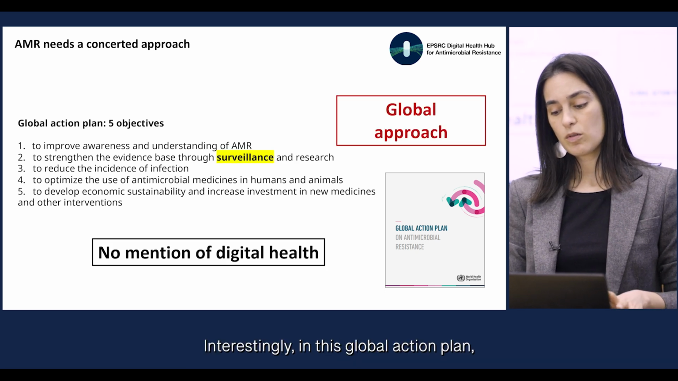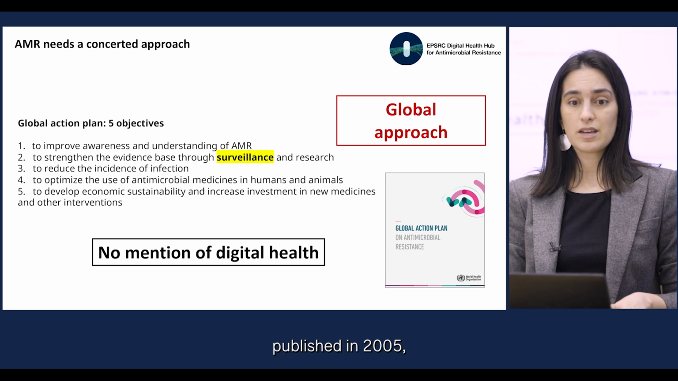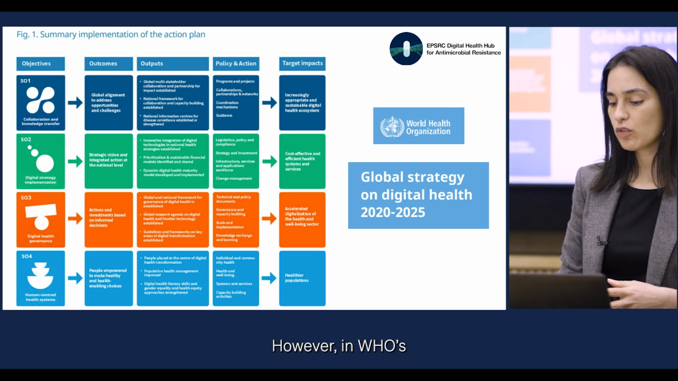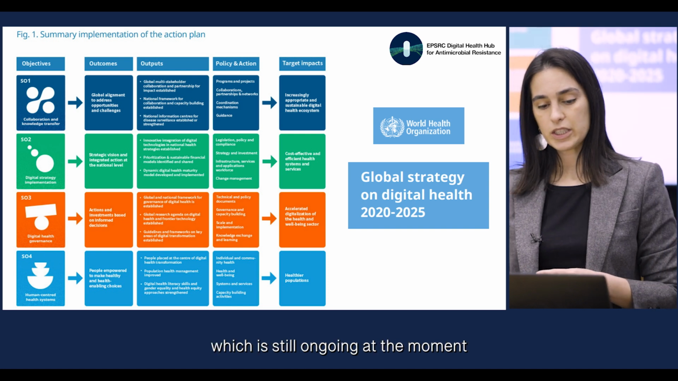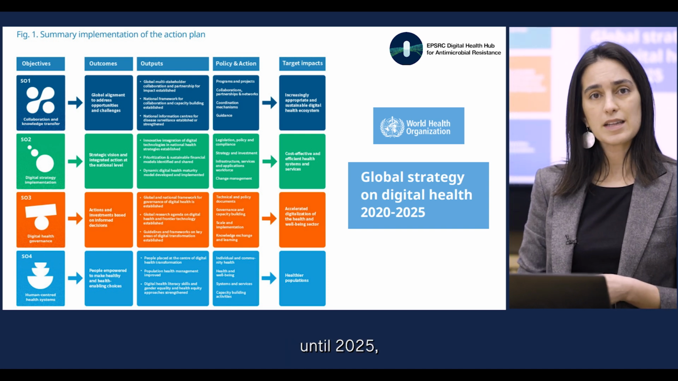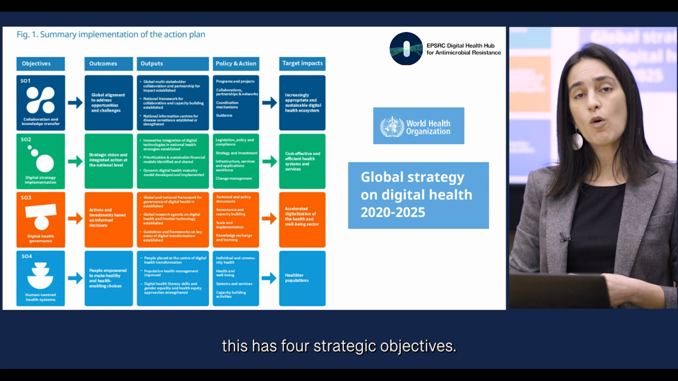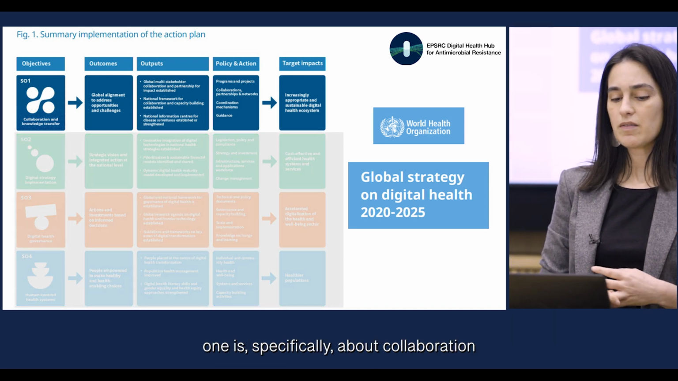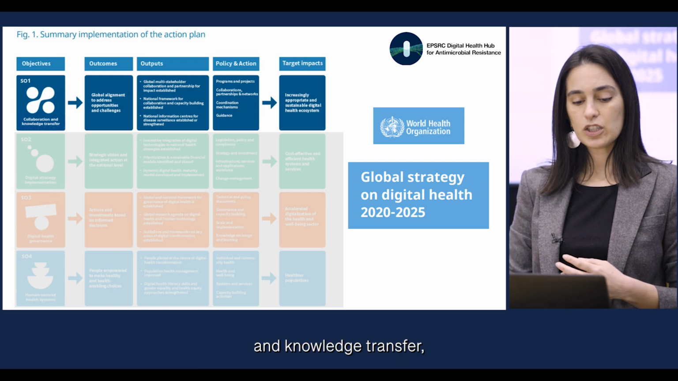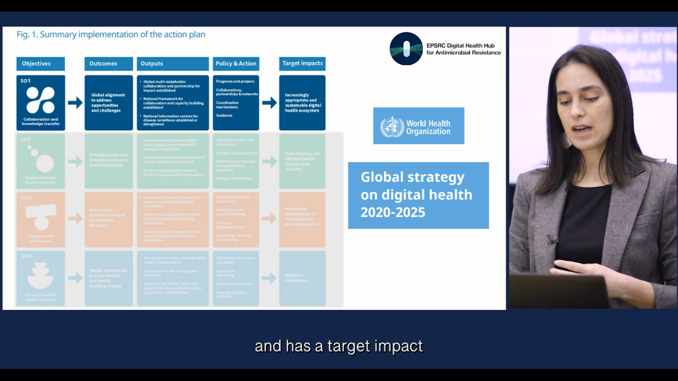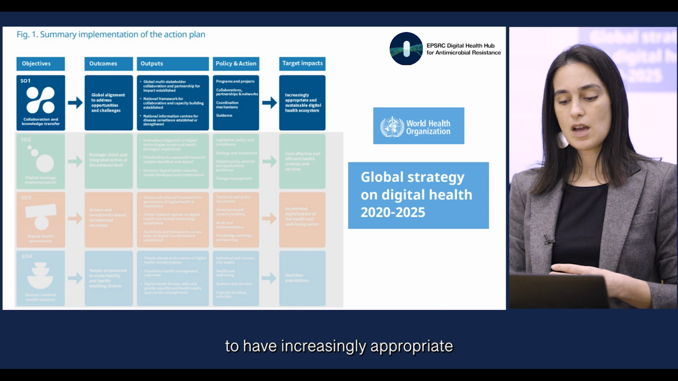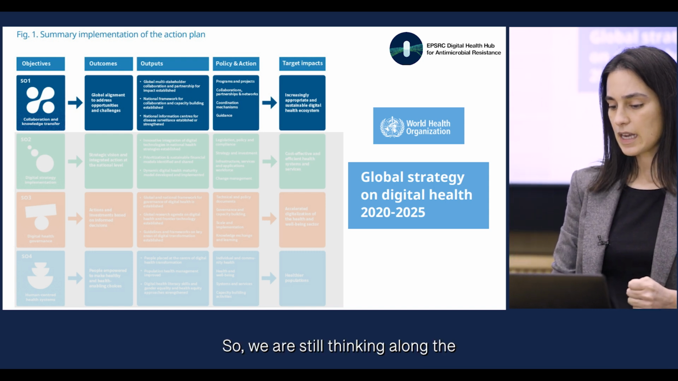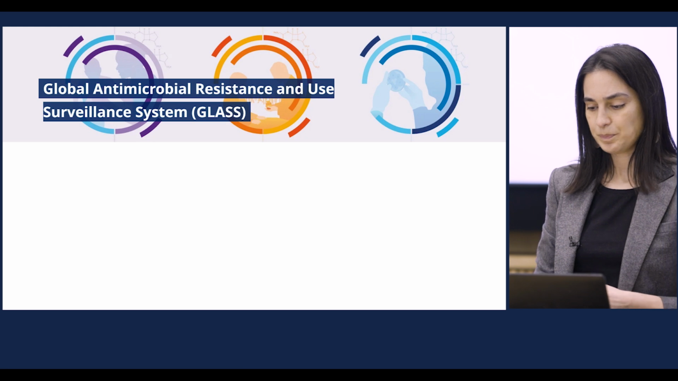Interestingly, in this global action plan, which was published in 2005, there was no mention of digital health. However, in WHO's global strategy on digital health, which is still ongoing at the moment until 2025, there are 4 strategic objectives. And strategic objective number 1 is specifically about collaboration and knowledge transfer and has a target impact to have increasingly appropriate and sustainable digital health ecosystem. So we are still thinking along the same lines, which is great.